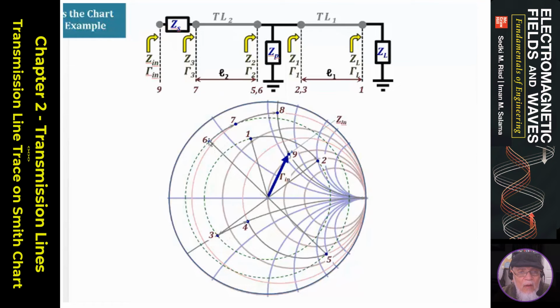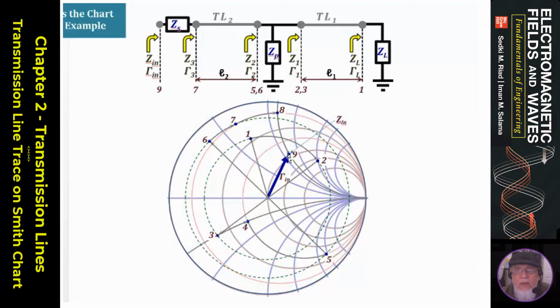Gamma 2 is right here. And then I move the distance L2 over lambda to 0.7. Here's 0.7. Then add the series impedance Z sub S. I added the X first and then added the R later. Finally, I find the total impedance here, the driving point impedance, the input impedance at 0.9, and that would be the gamma input at that location.